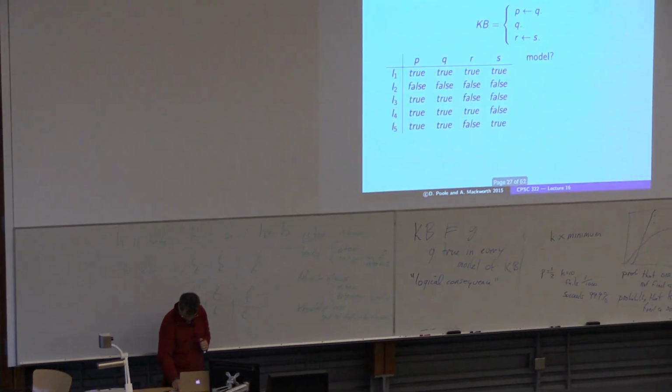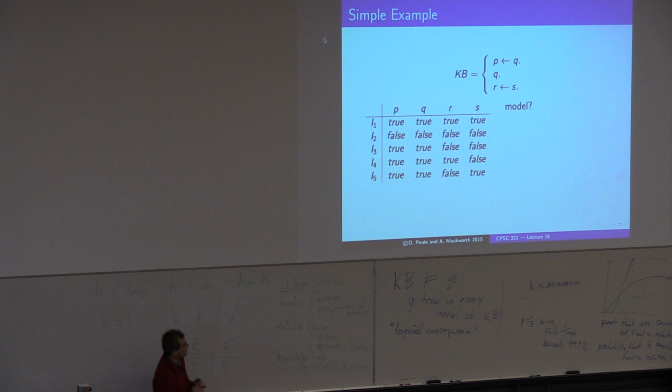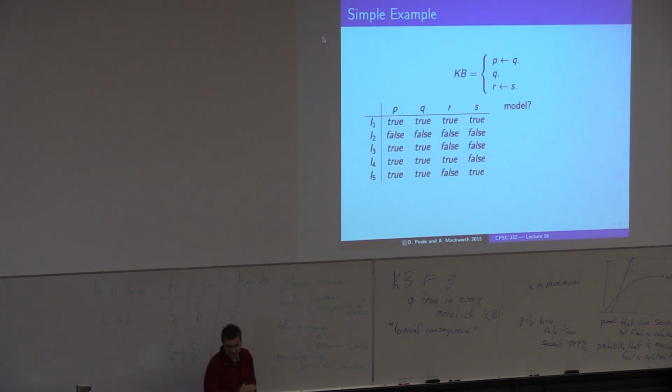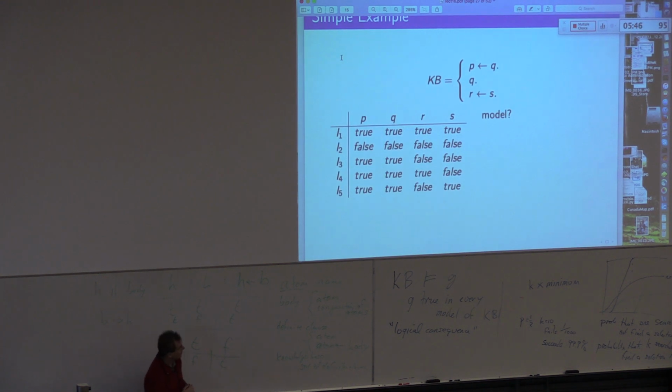Okay. So let's do this. Here's the knowledge base: P if Q, Q, and R if S. And here are 5 different interpretations. An interpretation here assigns a truth value to every one of P, Q, R, and S. And so the question is, is I1 a model of the knowledge base?